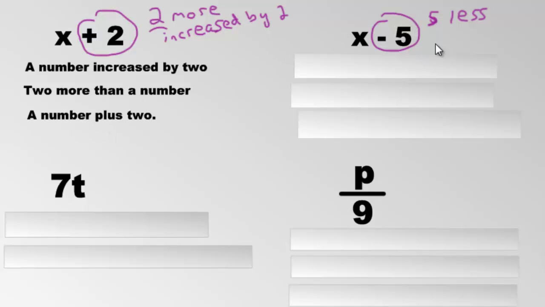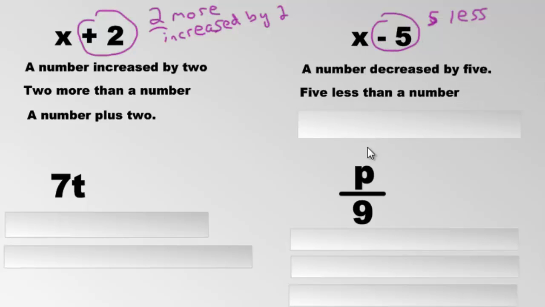How about this side here? We started by saying 5 less because it's minus 5. 5 less than a number. We don't say a number 5 less. We say 5 less than a number. We can also say a number decreased by 5. And then this is the one I was talking about. 5 less than a number.